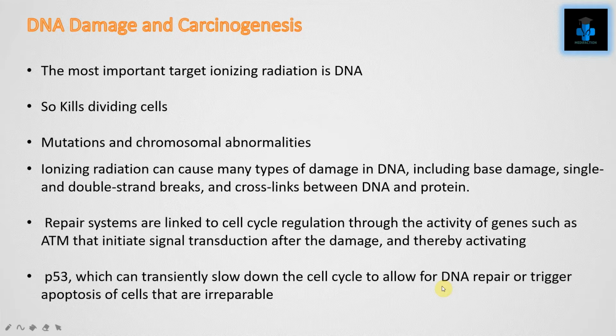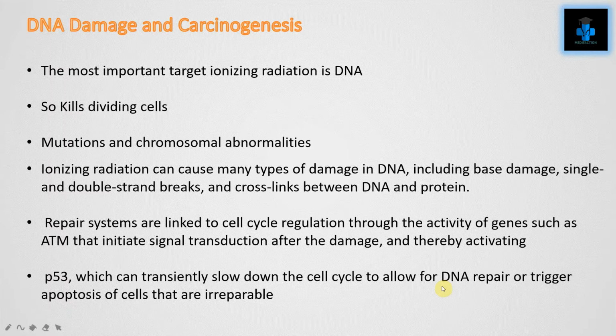Now let's move on to DNA damage and carcinogenesis. The most important target of ionizing radiation is DNA. So this kills the dividing cells. Mutations and chromosomal abnormalities may occur. Ionizing radiation can cause many types of damage in DNA, including base damage, single and double strand breaks, and cross-links between DNA and protein.